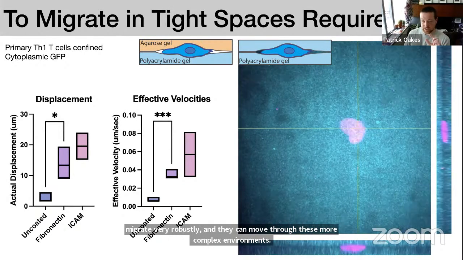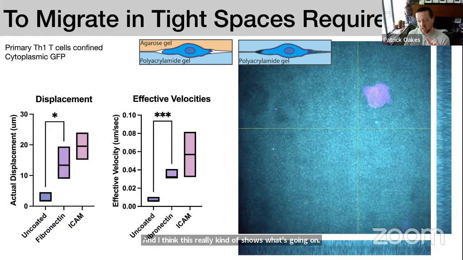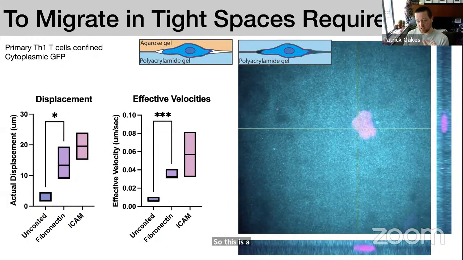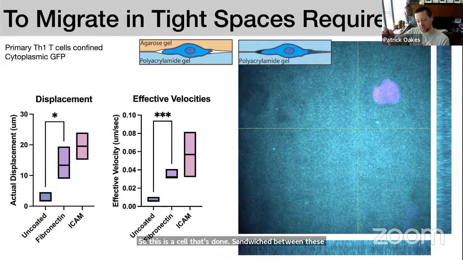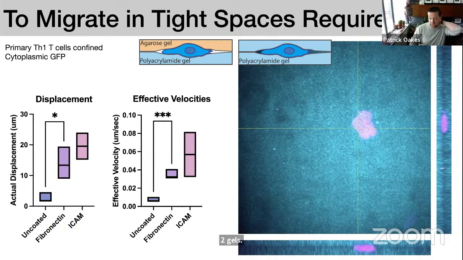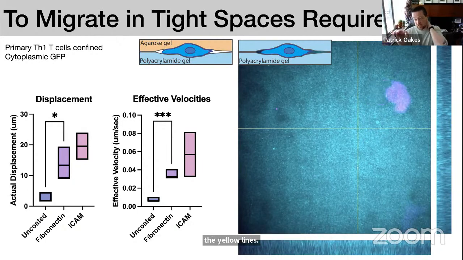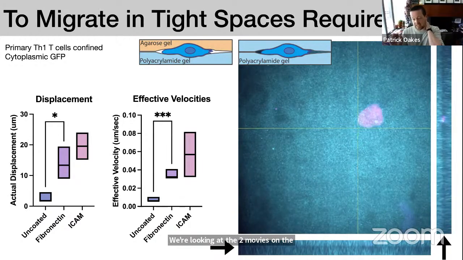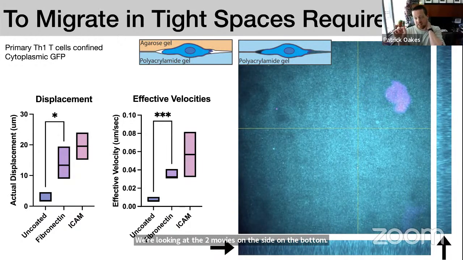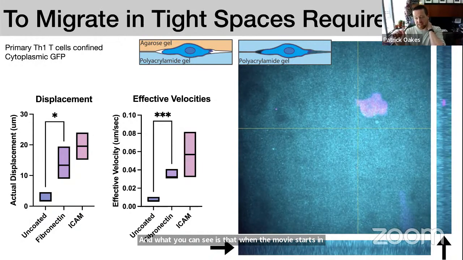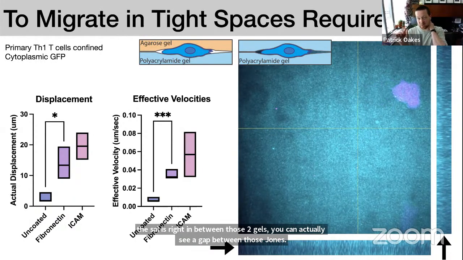So this is a cell that's sandwiched between these two gels. And I'm showing you the transverse views, so those are the yellow lines. We're looking at the two movies on the side and the bottom. And what you can see is that when the movie starts and the cell is right in between those two gels, you can actually see a gap between those gels. And as the cell migrates away, that gap actually disappears and the gel comes back down.